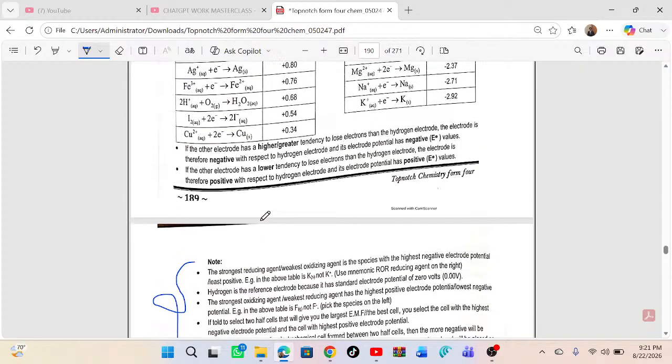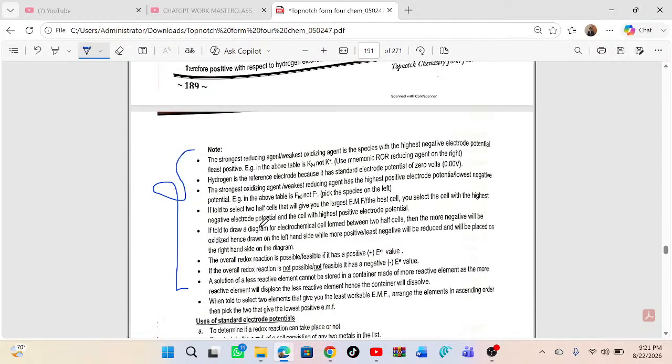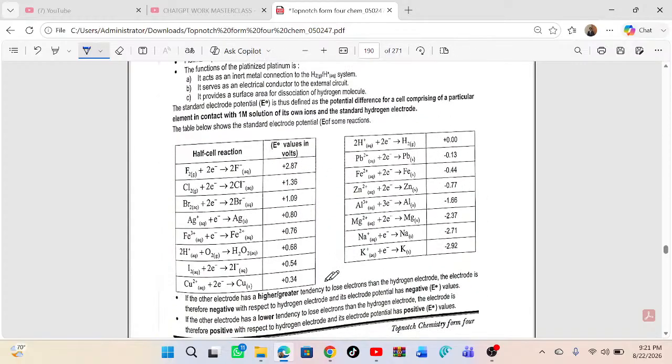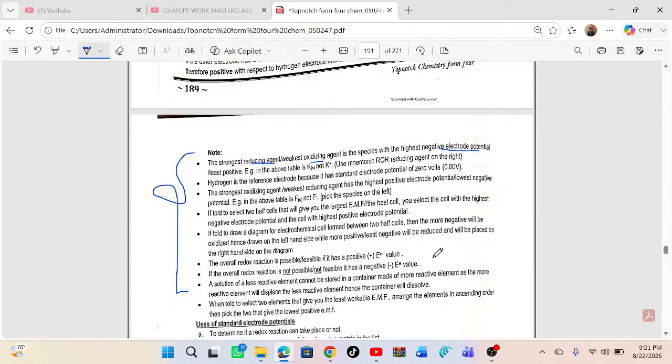Nimekuambia saizi utachorewa table kama hii, then uulizwe what is the strongest, name the strongest reducing agent. So strongest reducing agent is the same as the weakest oxidizing agent. These are species with the highest negative electrode. So unakuja hapa unaangalia zile ambaye iko na highest electrode, highest negative. In our case ni potassium, negative 2.92, or the least positive, ile iko na kama zote ziko positive, ile positive ambayo iko kidogo ndo unachagua.